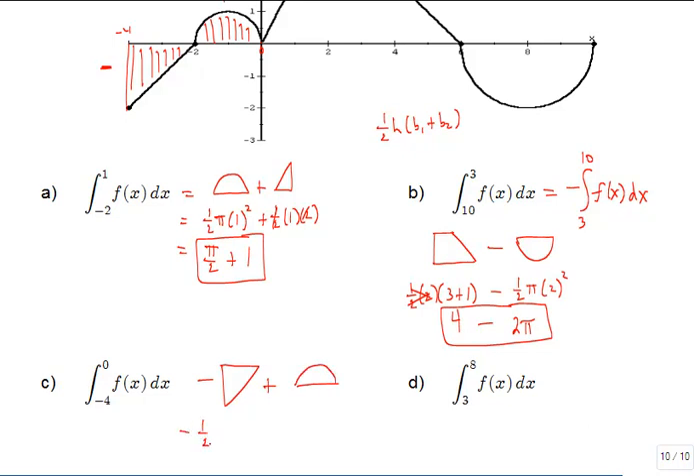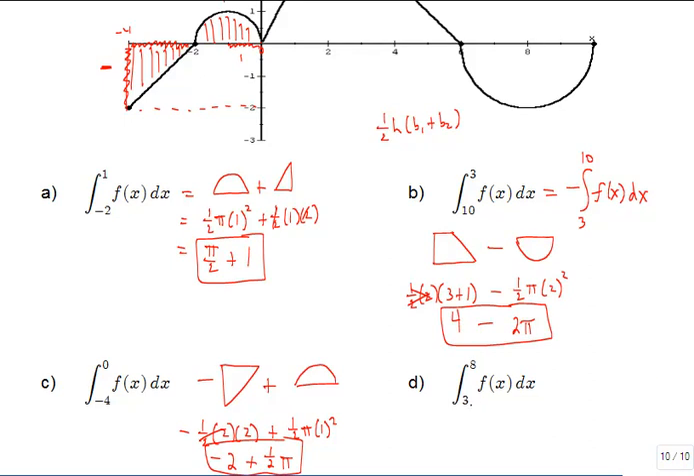So we want minus 1/2 base times height. My base here is this distance, a distance of 2 units, times my height, which goes down to 2, so that height is 2. So half of 2, those cancel, so this is going to be minus 2. Then we want to add to that our semicircle, which is 1/2 pi times r squared, and my r here is 1, so this will be 1 squared. So this is going to be plus 1/2 pi. And there's our area.